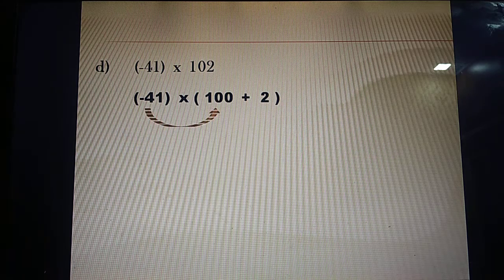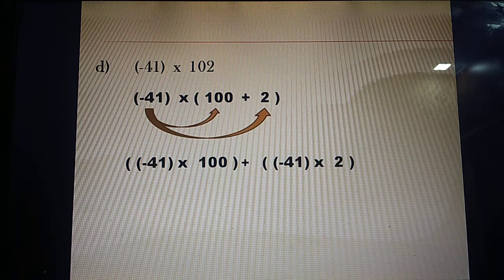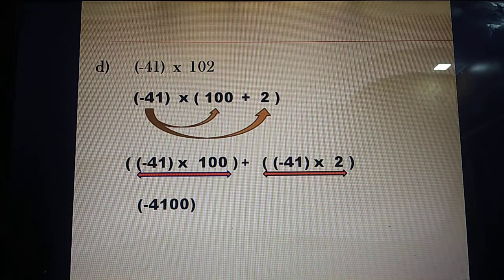Now, again, first you multiply minus 41 by the first term, and then you multiply the same minus 41 by the second term. As you can see, we are using a plus sign between them because there was a plus sign inside the bracket. Now, solve the first bracket. You will get minus 4100. Solve the second bracket. Yes, you will write minus 82.